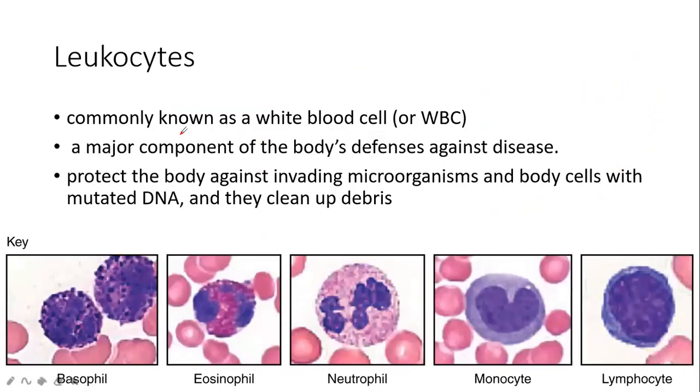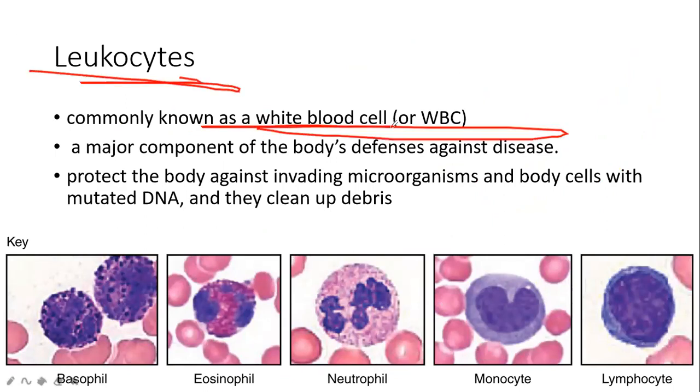So next, another formed element that you have in your blood is your leukocytes, also known as your white blood cells. They are called white blood cells because under the microscope, if you have a peripheral blood smear and you look at it without staining, these leukocytes would appear white or colorless.